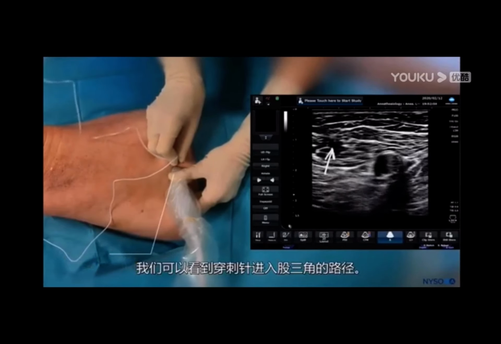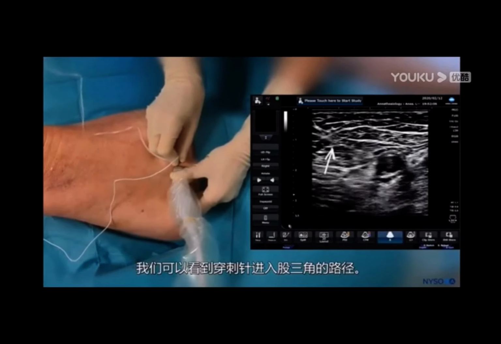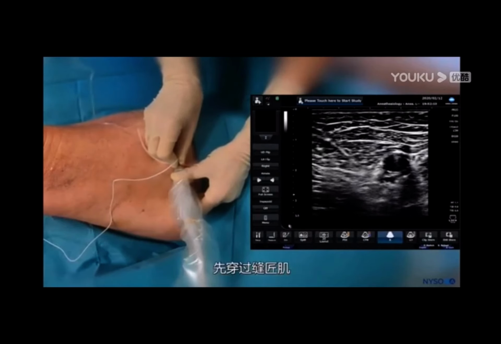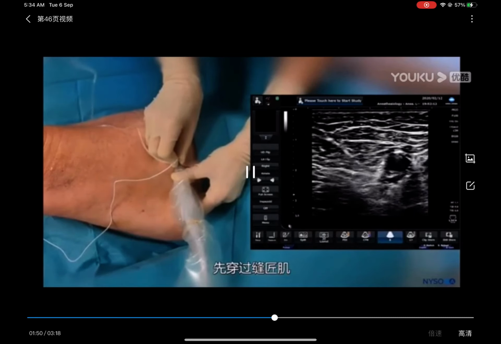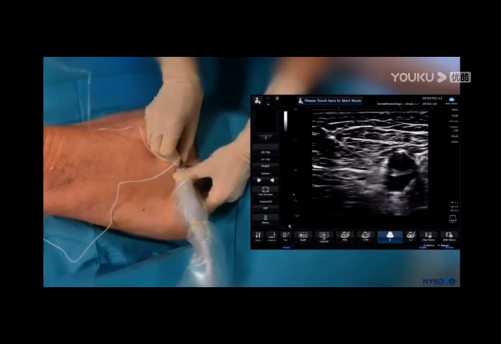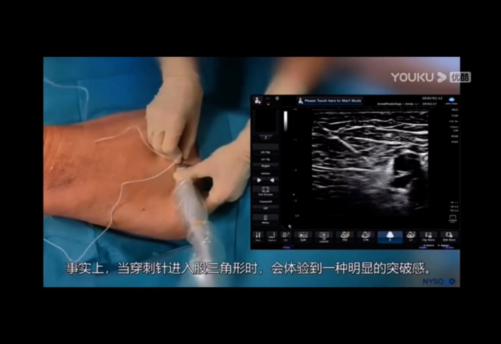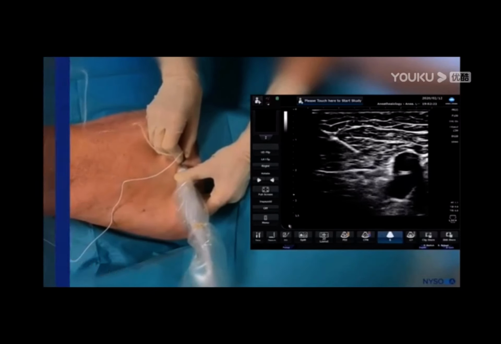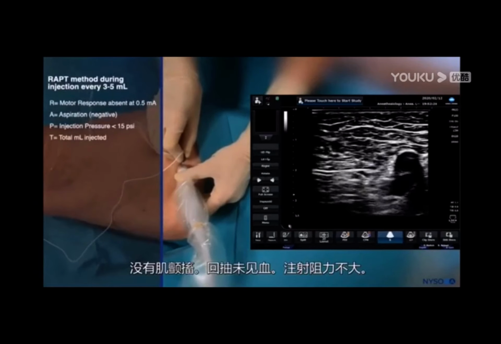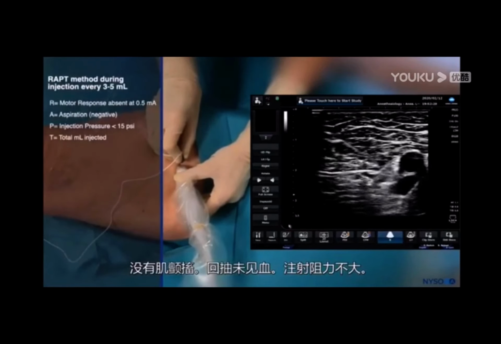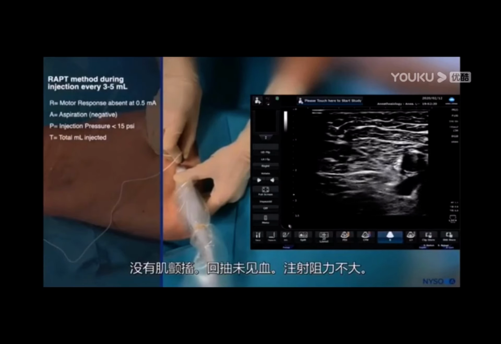And here we can see how the needle approaches the femoral triangle. It goes through the sartorius muscle. Now we are about to breach the posterior fascia of the sartorius muscle. We could actually see a distinct pop as the needle entered the femoral triangle. Twitch is absent, aspiration is negative, and injection is with no high opening pressure.